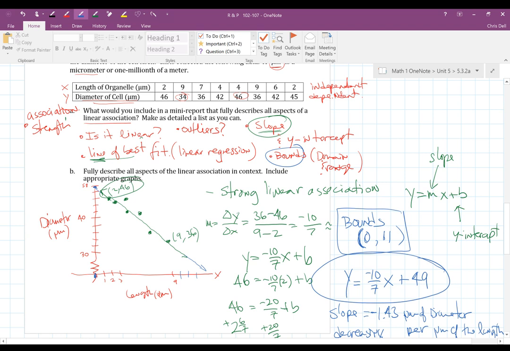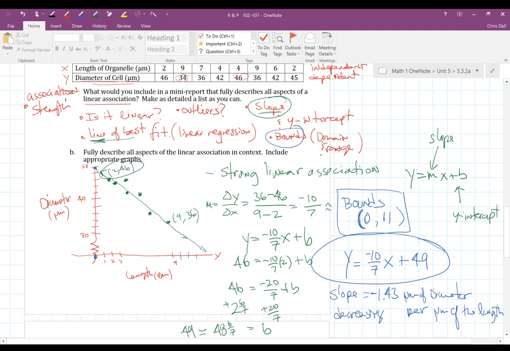In short, the main thing was to come up with this line of best fit and interpret what's really happening: there's a decrease in the diameter per increase in the length of the organelle.